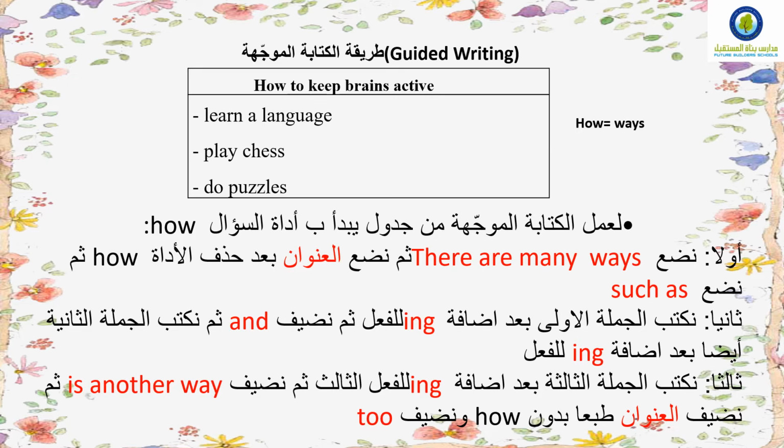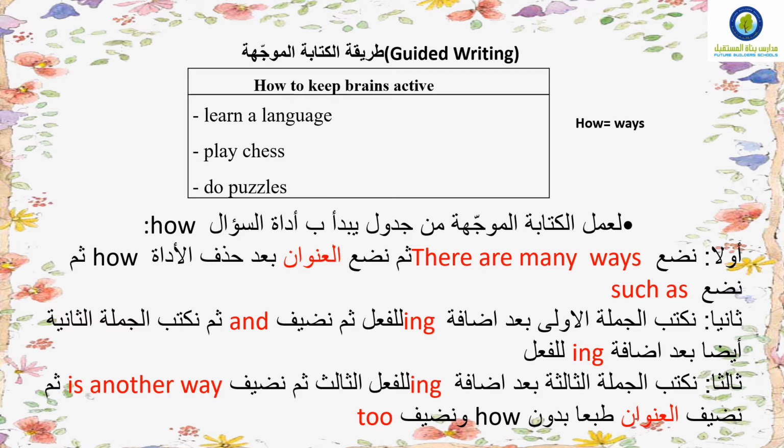Now, the box that you have has a title, which is how to keep brains active. After the title, what do we have? You have learn a language, play chess, do puzzles. So you will have a title and 3 points. This is the first form. It starts with how. Now, to do the guided writing from this box, what do you do?